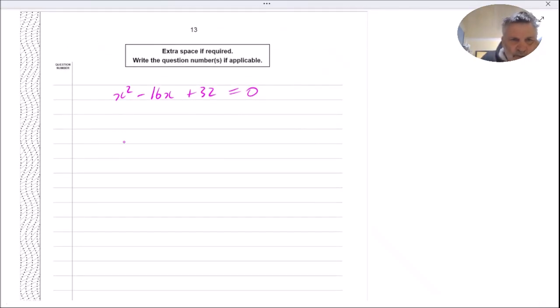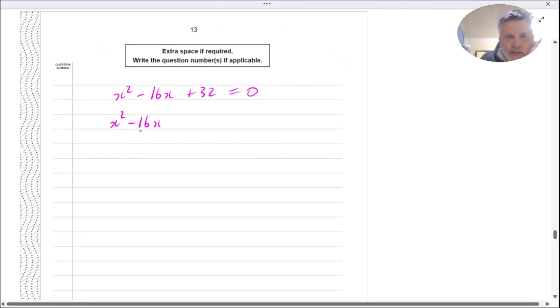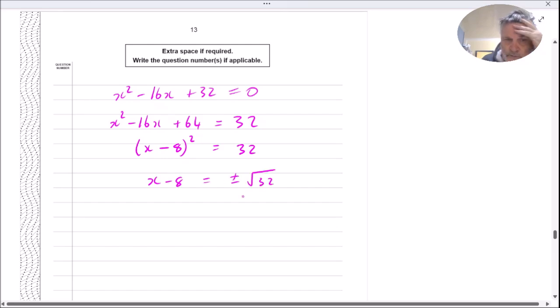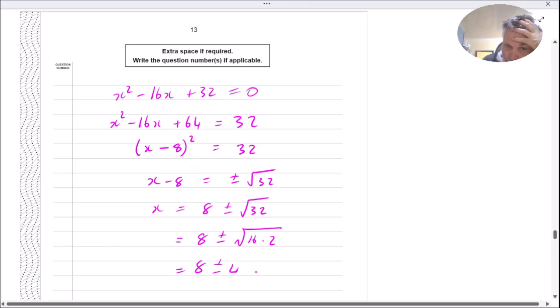That looks nice to solve by completing the square. Halve this, you get 8 squared, which is 64, so we add 64 on, and also 32 on. So x minus 8 all squared is equal to 32. Take the square root. x minus 8 is plus or minus the square root of 32. So x equals 8 plus or minus the square root of 32. 32 is 16 times 2, so that's 8 plus or minus 4 root 2.